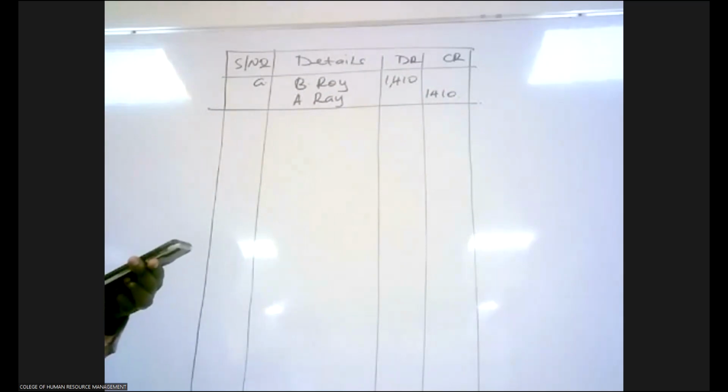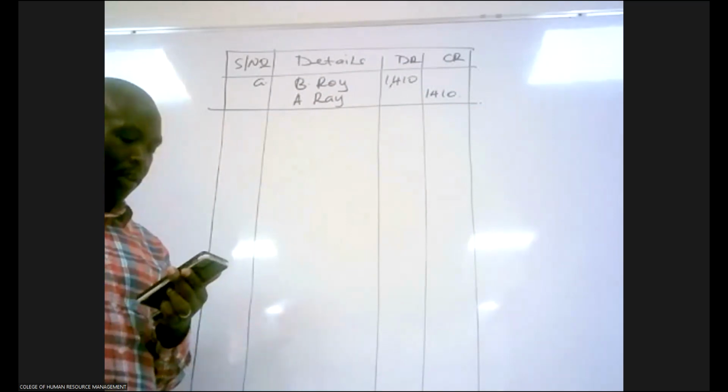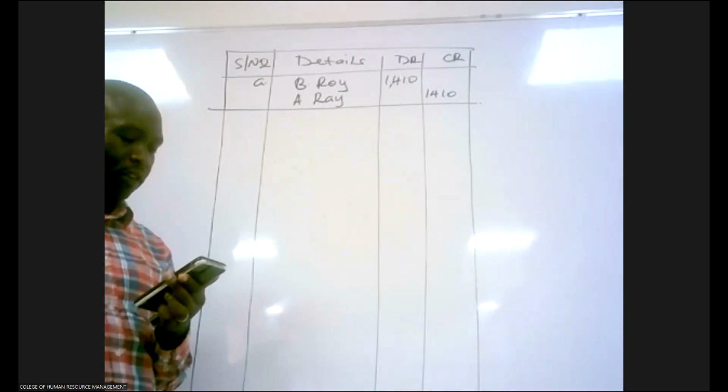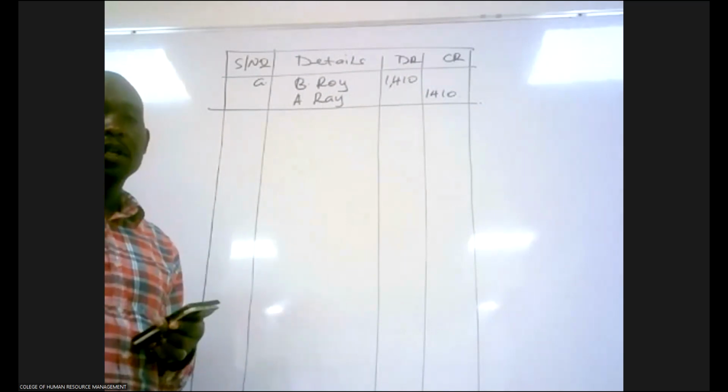B, a purchase of 94 paid for printing. Remember, printing is an expense. Sorry, what have I said? A check of 94 paid for printing.